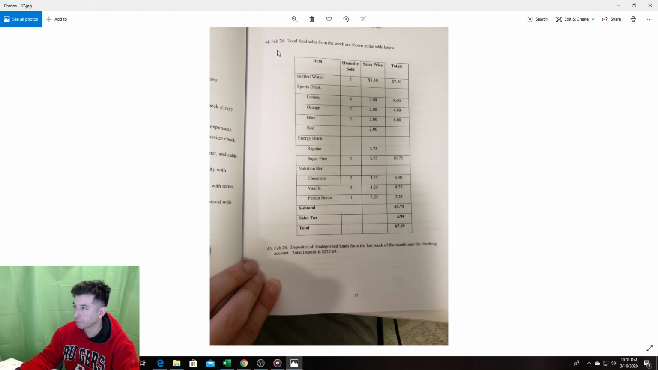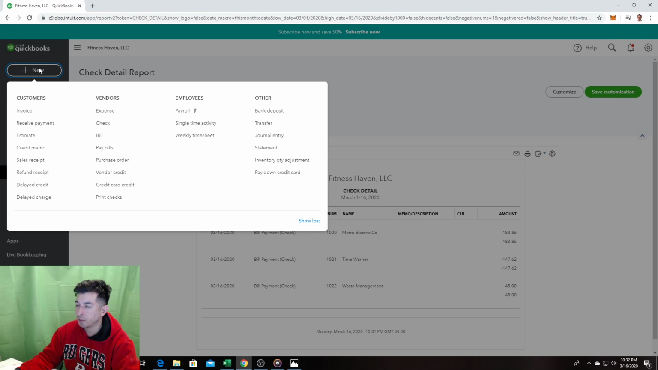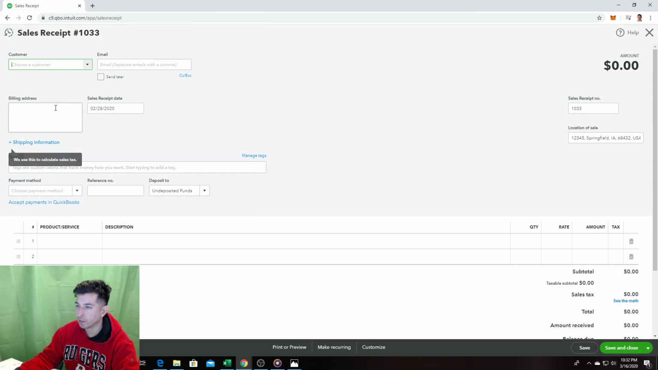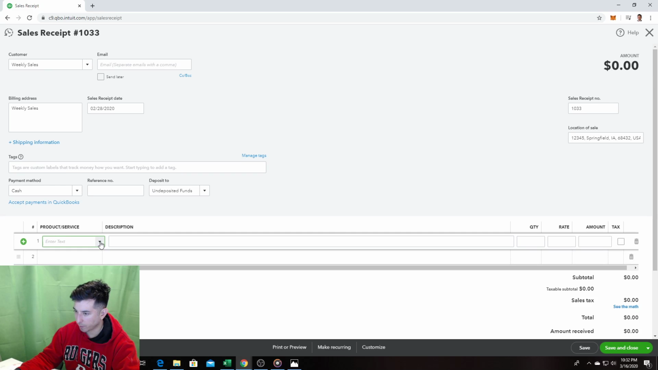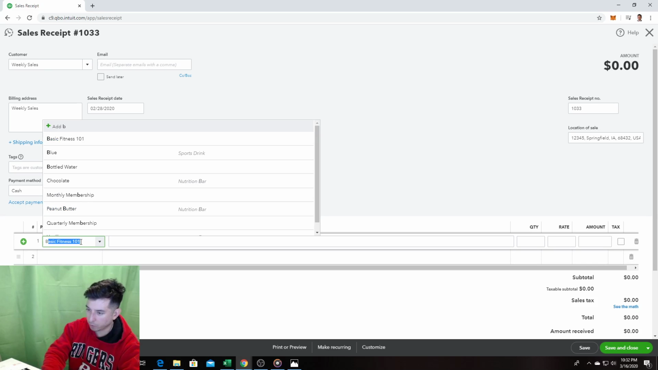Transaction number 44. February 28th. Total food sales from the week are shown in the table below. So let's go ahead and do that. It's going to be customer, sales receipt, weekly sales. Payment method is going to be cash, deposit to undeposited funds. Let's enter it. Product service. It's going to be bottled water.